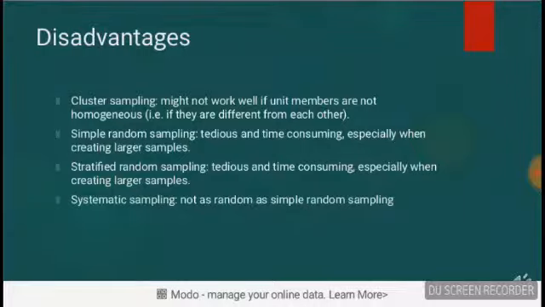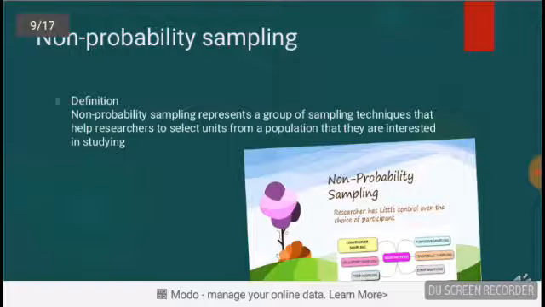Disadvantages. Cluster sampling might not work well if unit members are not homogeneous. For example, they are different from each other. Simple random sampling is tedious and time consuming, especially when creating larger samples. Stratified random sampling is tedious and time consuming, especially when creating larger samples. Systematic samples are not as random as simple random sampling.